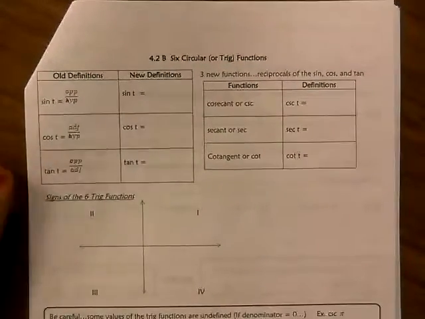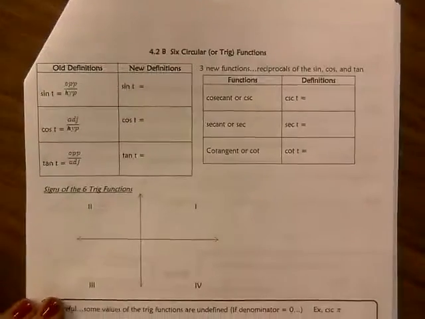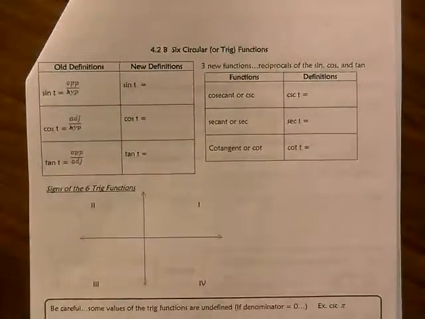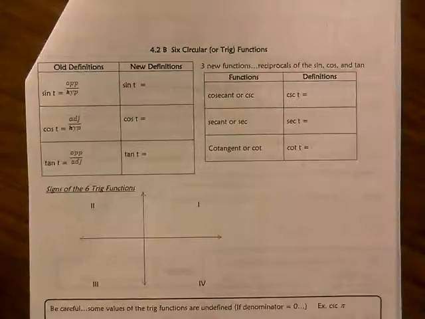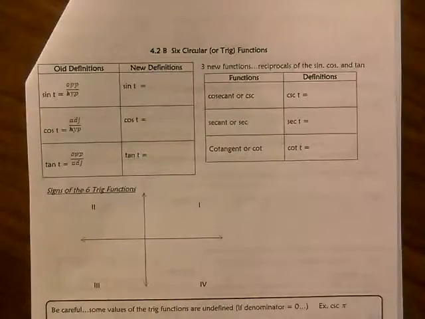All right, so today we're going to go over 4.2b, which is really just talking about those 6 trig functions, which you have learned about last year, okay? So our old definitions, like if you think about sine, cosine, tangent, you remember SOHCAHTOA, right? That's how we used to define it, opposite over hypotenuse, adjacent over hypotenuse, things like that. Well, now we're going to define it a little bit differently now that we know the unit circle.